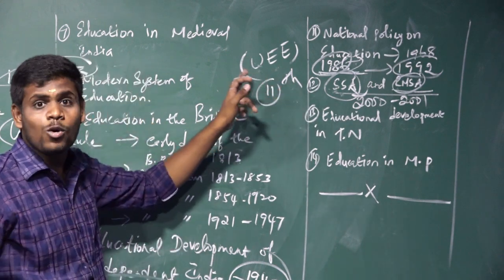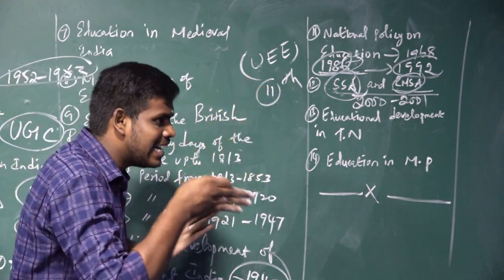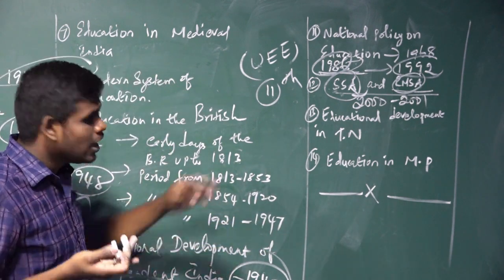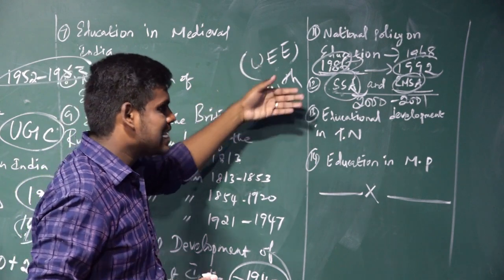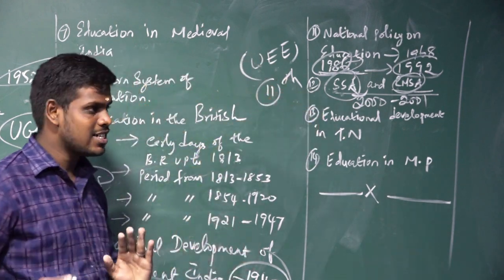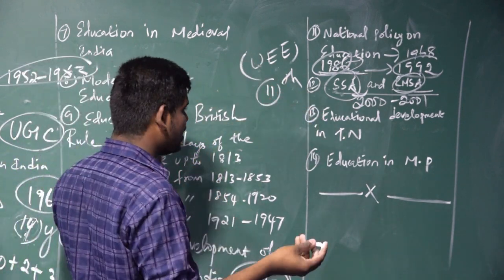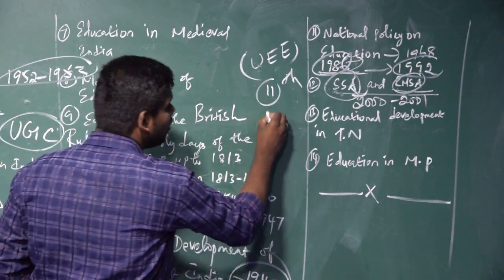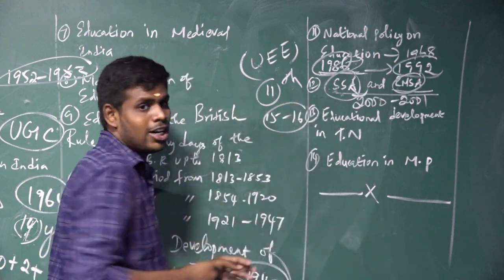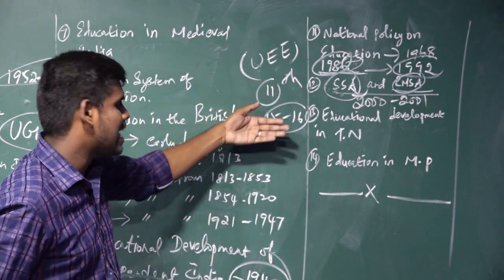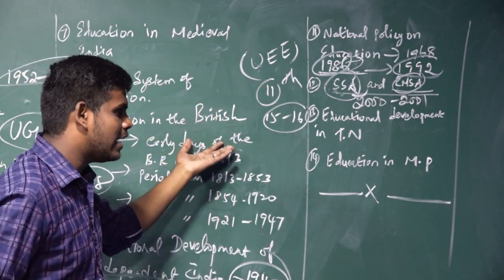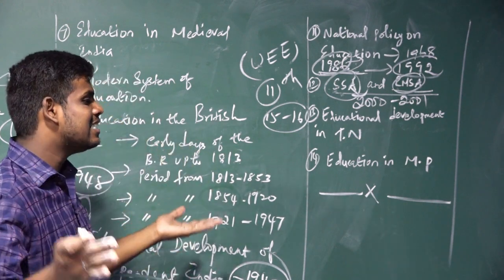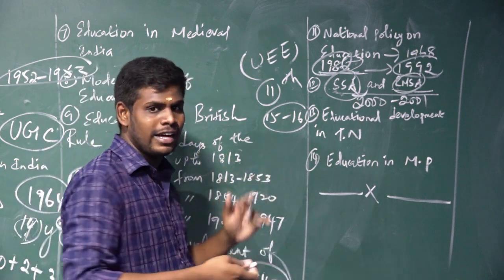What is the goal of RMSA? To make secondary education qualitative, available, accessible and affordable to all young children, up to the age group of 14 years, here 15 to 16 years. Science labs, computer-aided education, co-curricular activities and teaching-learning aids are provided by the Government of India.